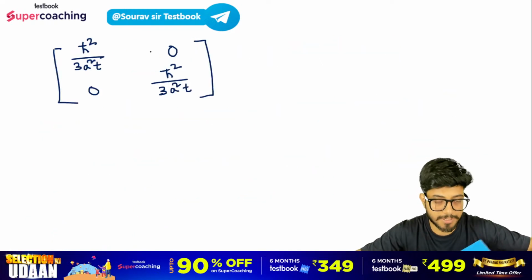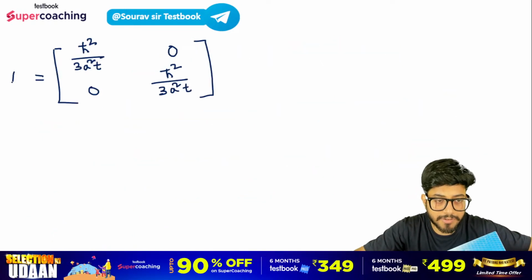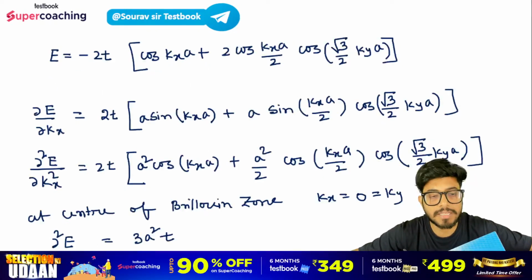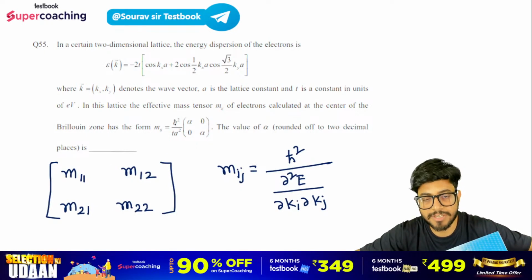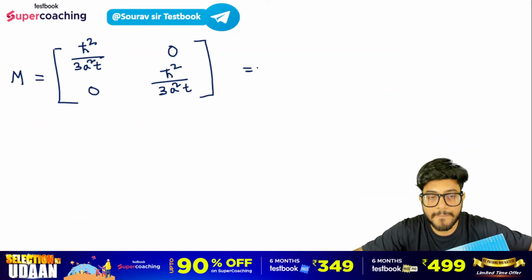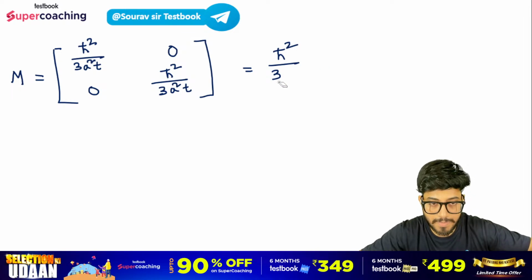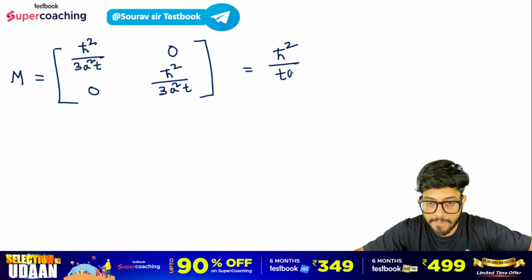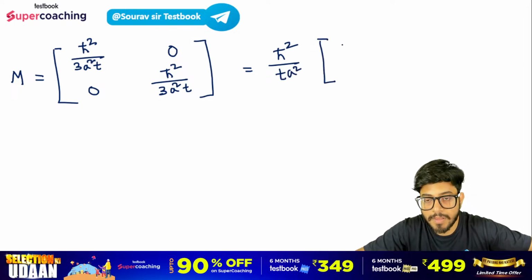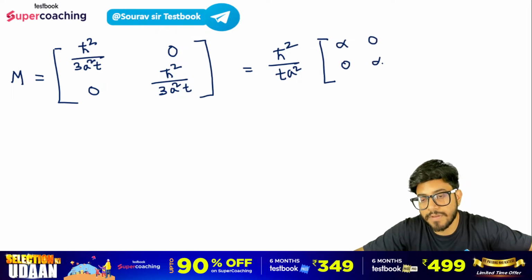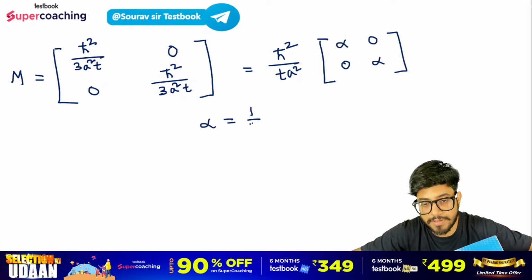So it should look like this. This is your effective mass tensor. Now you see in the question they have said the effective mass tensor should look like ħ² by ts² [α 0; 0 α] = ħ² by 3 by ts² [α 0; 0 α]. So from this we can say that alpha is actually equal to 1 by 3.